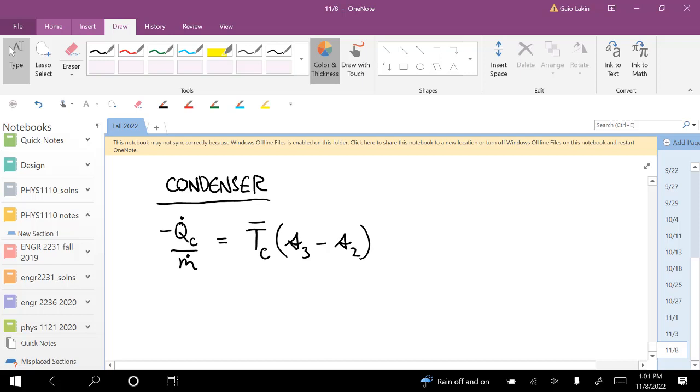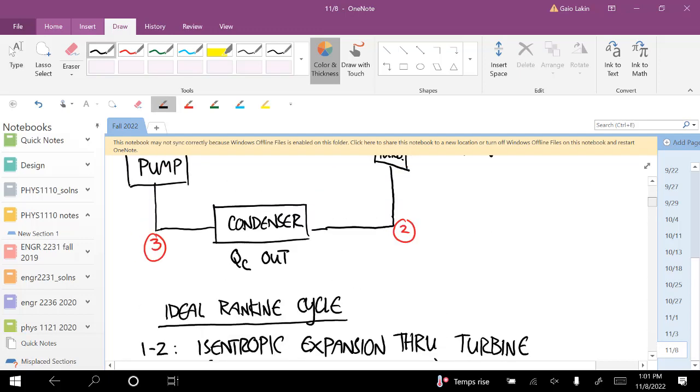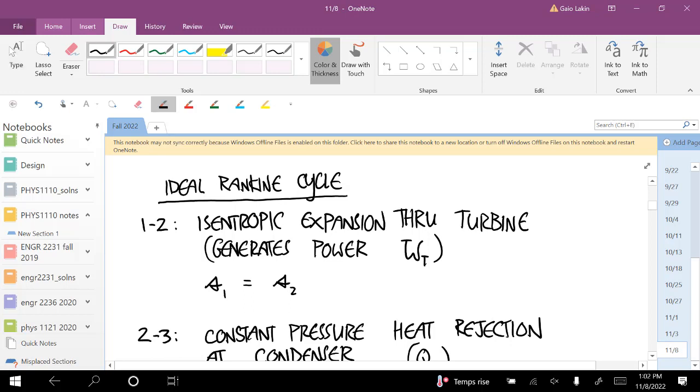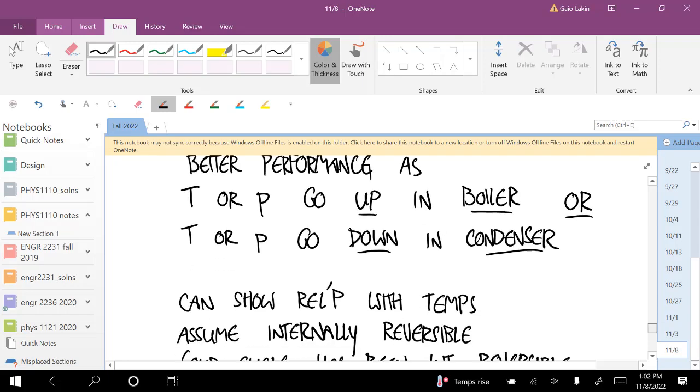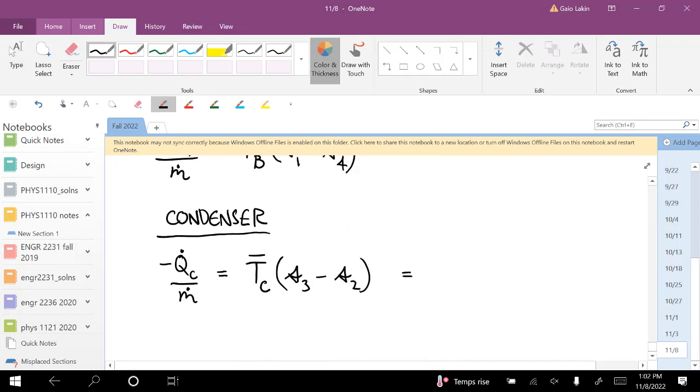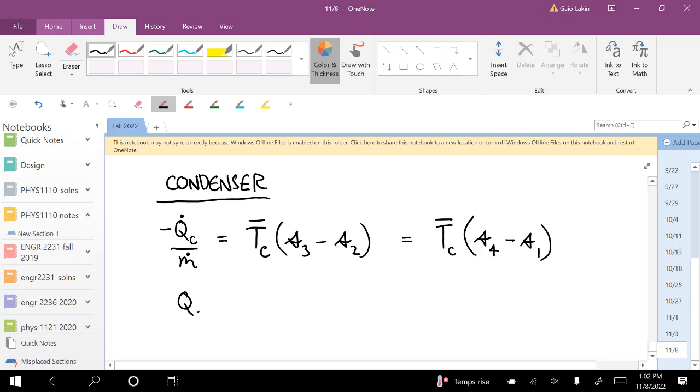But notice if you go back to the first, let's see, where did I put that up at the top? So remember, though, that because of the isentropic processes, s1 is equal to s2, and s3 is equal to s4. So this is equal to T C average times the quantity s4 minus s1, sorry. And so you can rewrite this as Q C dot over m dot is equal to T C bar, the average condenser temperature, times the quantity s1 minus s4.